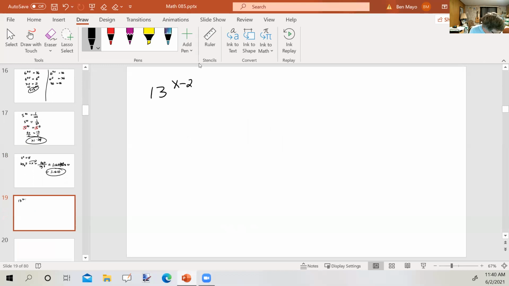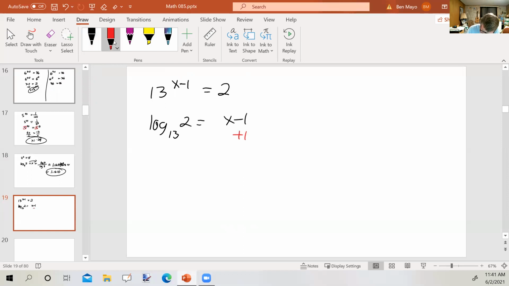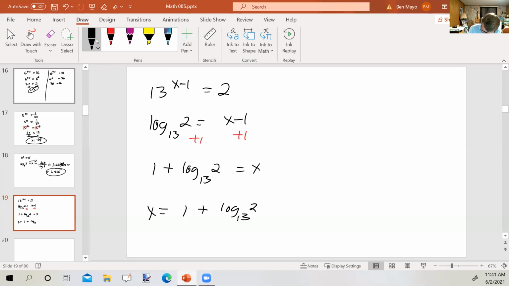How about this one? 13 to the x minus 1 power equals 2. So I can't take 2 and write it as a power of 13, at least not off the top of my head. So I'm going to change this to a logarithmic equation. Log base 13 of 2 equals x minus 1. I'm going to add 1 to both sides. So I've got 1 plus log base 13 of 2 equals x. Or I could say x equals 1 plus log base 13 of 2.